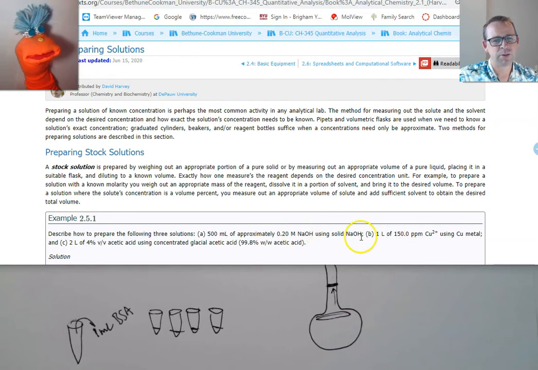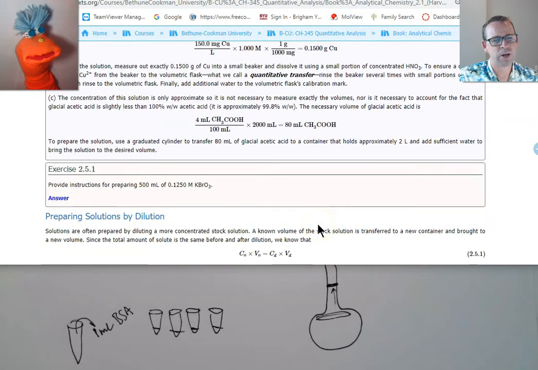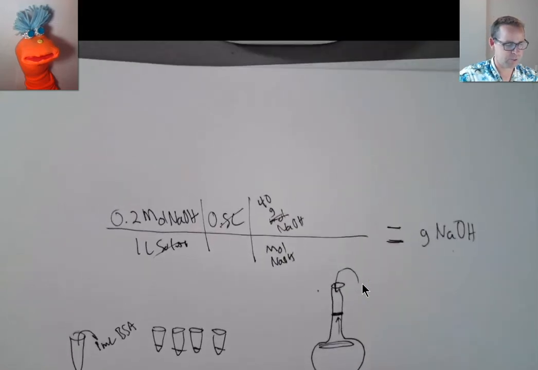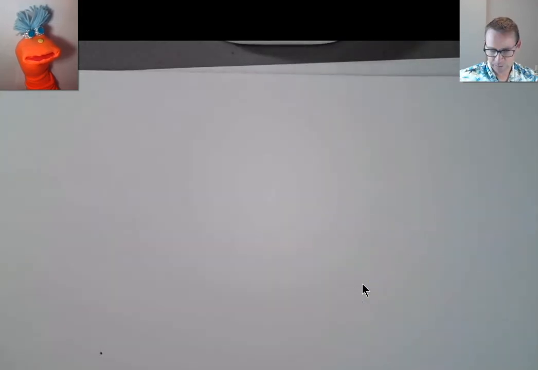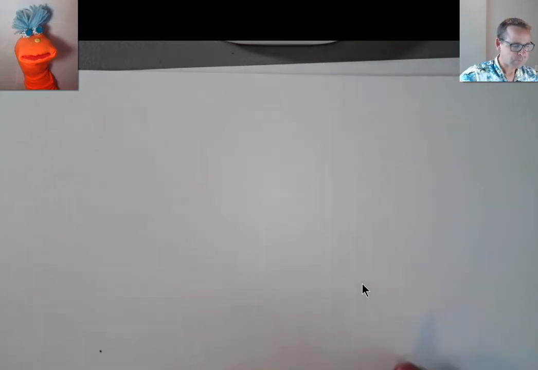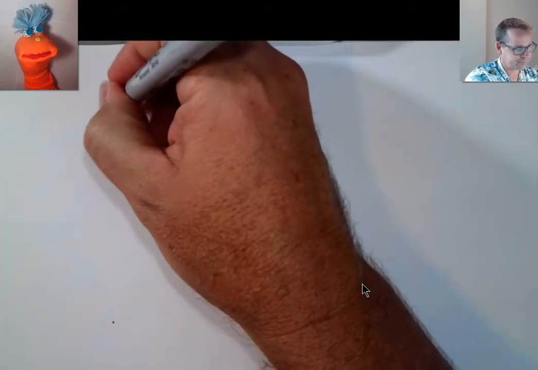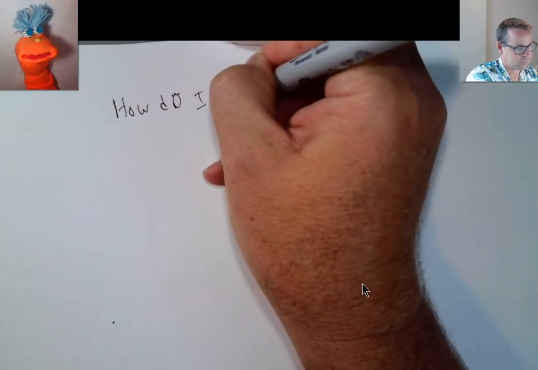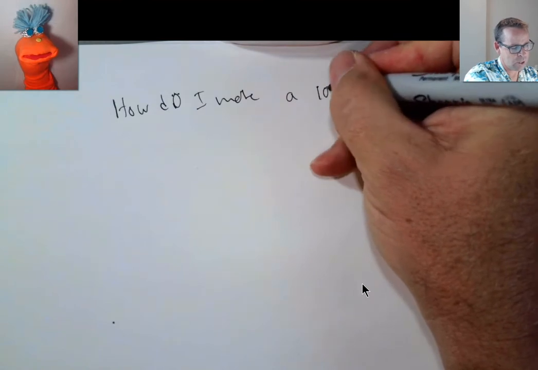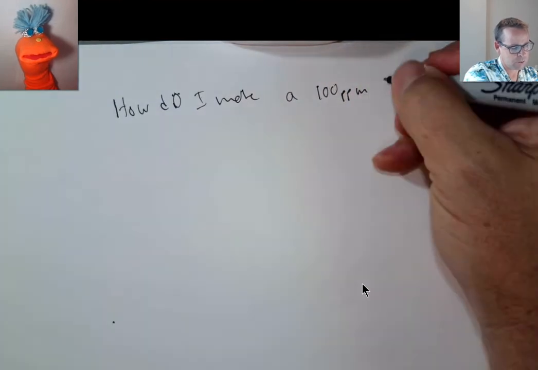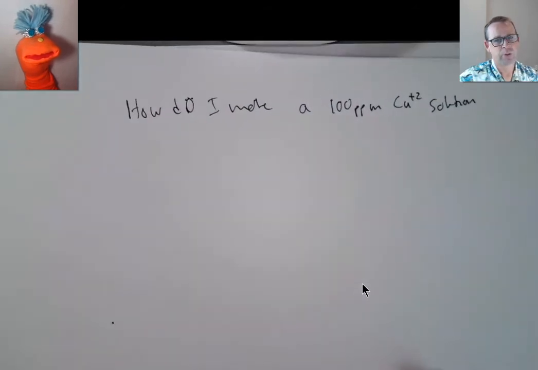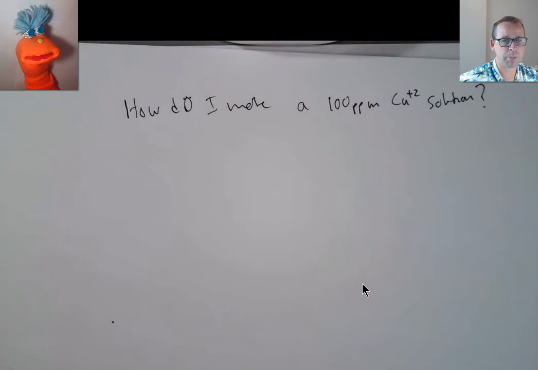All right, so we have some other examples here which you can go through and try to figure out, and we'll have opportunities to do this. I want to talk about a specific example of a problem here. How do I make a 100 part per million copper ion solution? Okay, how do I make a 100 part per million copper ion solution?